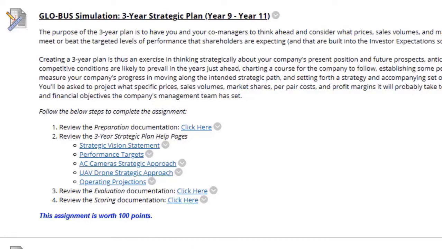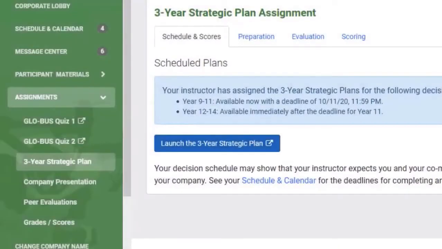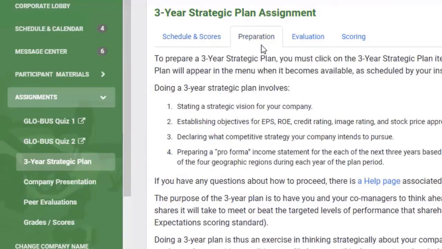Since you're not familiar with where this assignment is, I'll go ahead and open up Globus. Within your corporate lobby, under assignments, is the 3-year strategic plan. The first tab you're going to see is the schedule and scoring. Make sure you definitely click on the preparation tab. This information is also in Blackboard, but now you have it in 2 places, so hopefully you don't miss it. You should be reviewing each one of these tabs: the schedule and scoring, the preparation, evaluation, and scoring. Now I'm going to jump back into Blackboard.